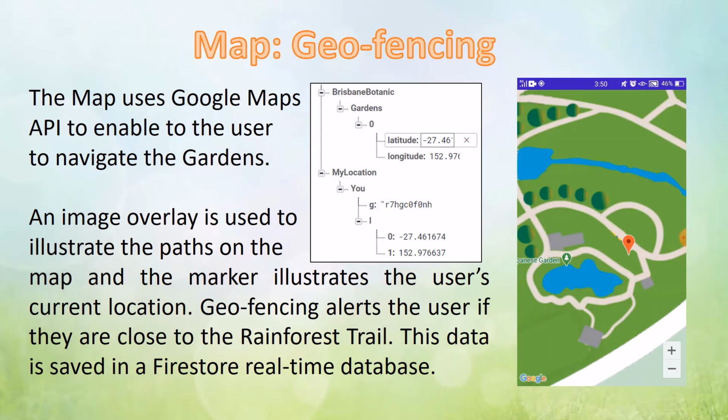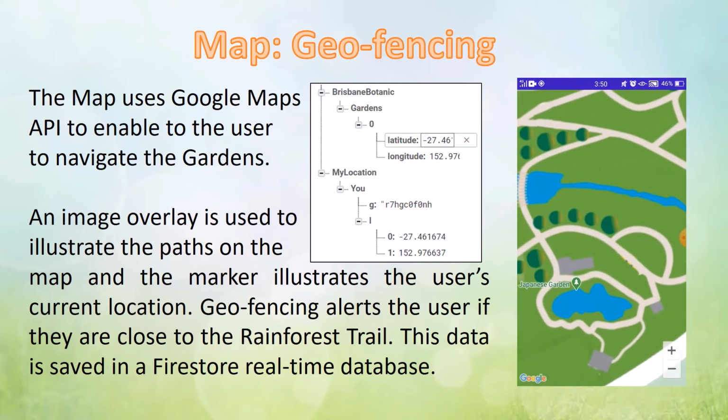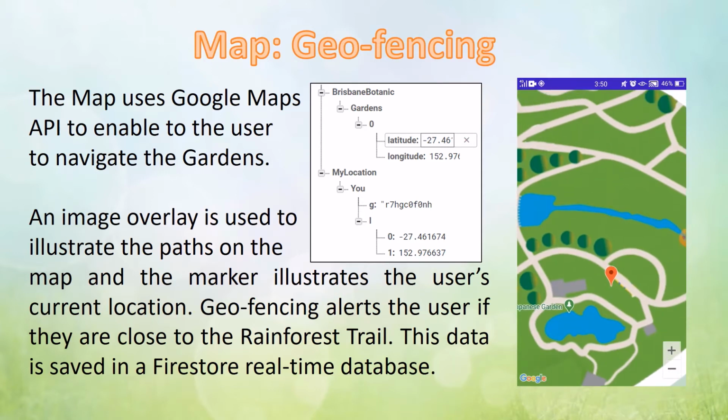Geofencing alerts the user if they are close to the rainforest trail. This data is saved in a Firestore real-time database. In this example, the user is walking over one of the paths, and then when they get close to the rainforest trail, they're alerted when they cross the geofence.